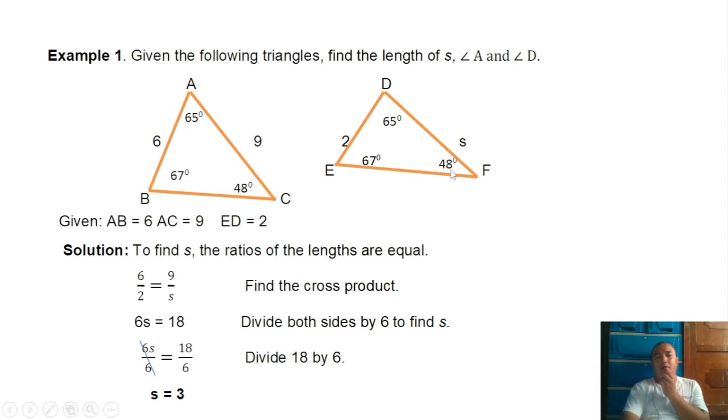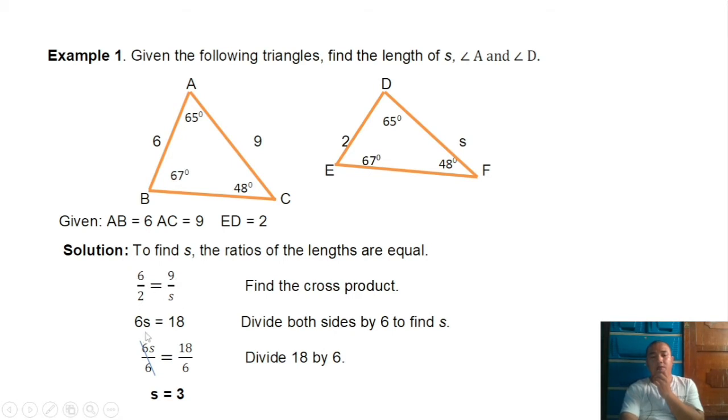So to solve for S, the ratios of the lengths are equal. So we have 6 over 2 is equal to 9 over S. That will be our equation to solve for S. Because we said, when two triangles are similar, then their corresponding sides are proportional. So, let us form two equal ratios: 6/2 is equal to 9/S. From this equation, we can now solve for S by cross multiplication, cross product.